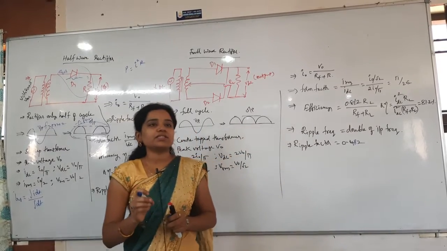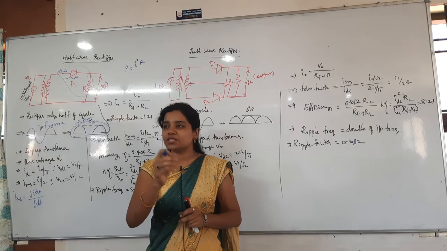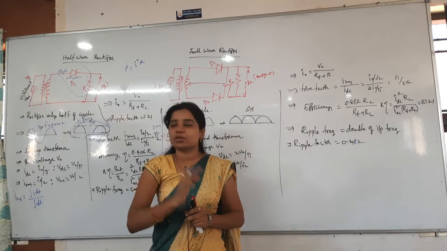Then ripple is nothing but just AC impurities. AC signals will still be there in the output. That is what we call the ripple.